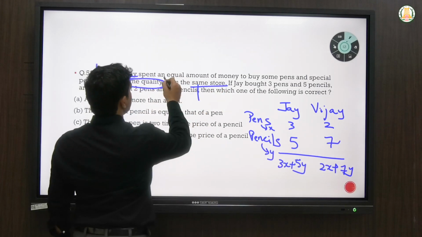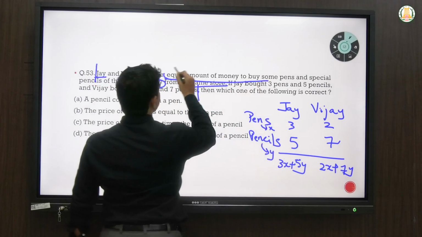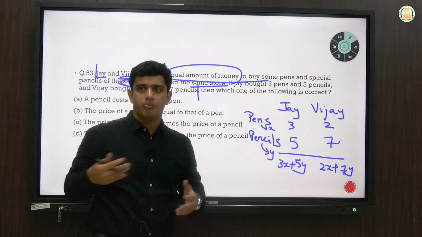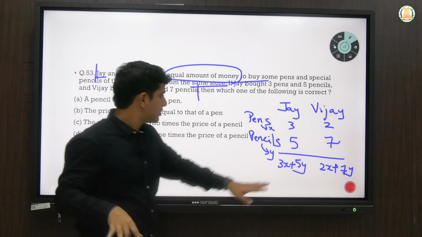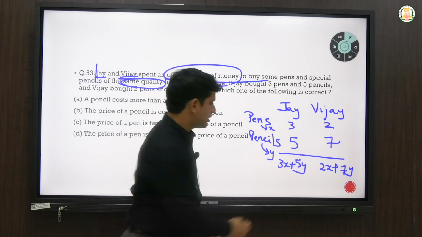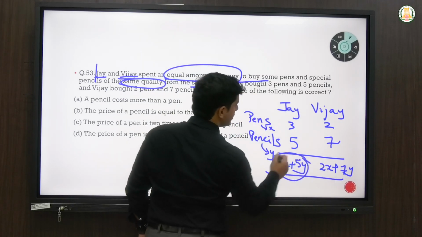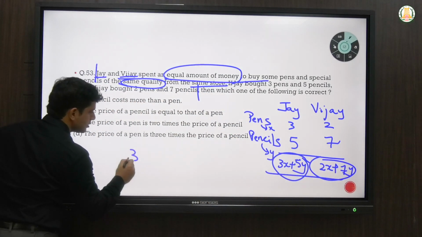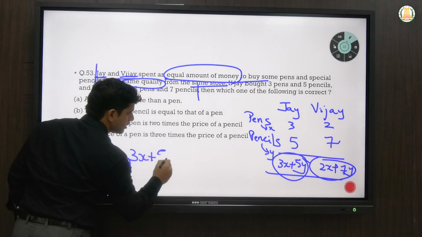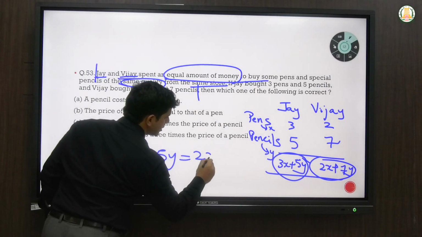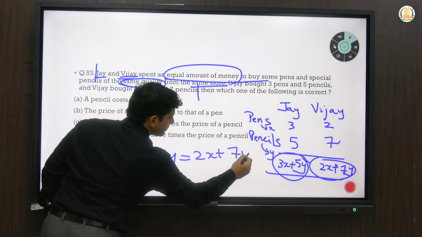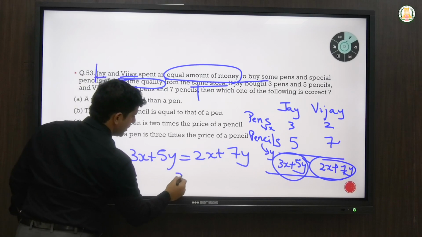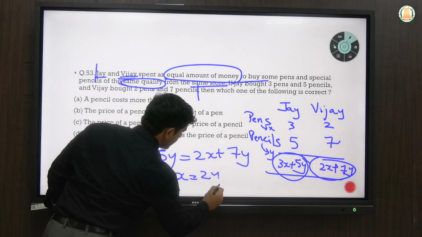Now what is he saying? Equal amount of money to buy. That means both have spent equal money. They were given the same budget. Let's say 100 rupees, 100 rupees. Buy whatever you want within those 100 rupees. So that means this and this should be equal. This is the total amount spent by J and this is the total amount spent by Vijay. So both should be the same. So equate them. 3x plus 5y is equal to 2x plus 7y. Bring x here and send y that side. So it will be x is equal to 2y.